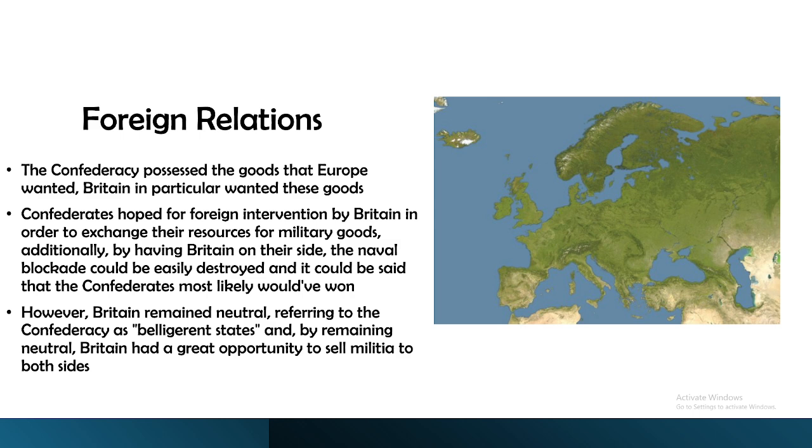So if the Confederacy were able to get Britain on their side in particular, especially with Britain having naval supremacy at the time, or at least near naval supremacy, they would easily be able to destroy the naval blockade, which meant more trade of cotton to Britain, and also arguably the Confederacy would have won with a large power like Britain on their side. However, following the Emancipation Proclamation in 1863, when Lincoln made the war about slavery, Britain remained neutral, and instead started selling arms to both sides.